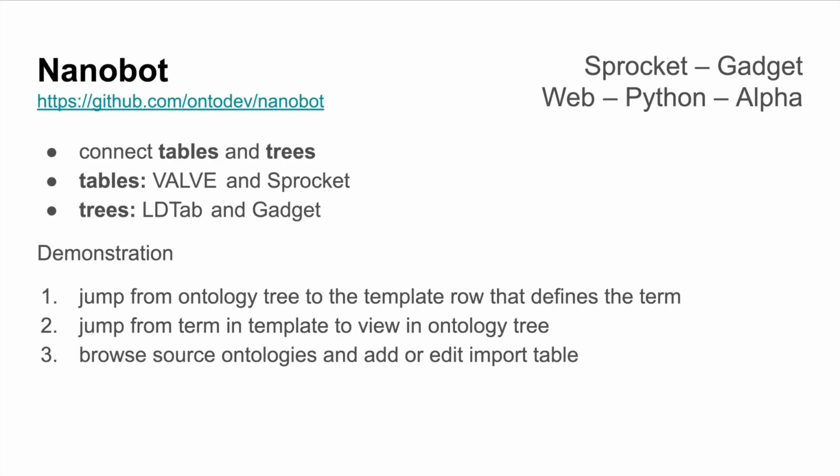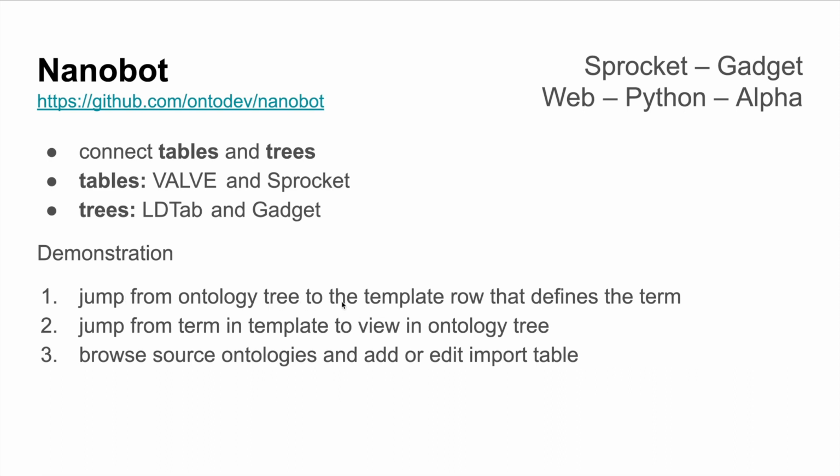So we have Nanobot. Nanobot is specifically designed to connect the tables and trees together in the ways that I've been talking about. So on the table side, we have the Valve table validator and Sprocket web interface. And on the tree side, we have LDTab for loading in OWL files, and then Gadget for working with them with a web interface.